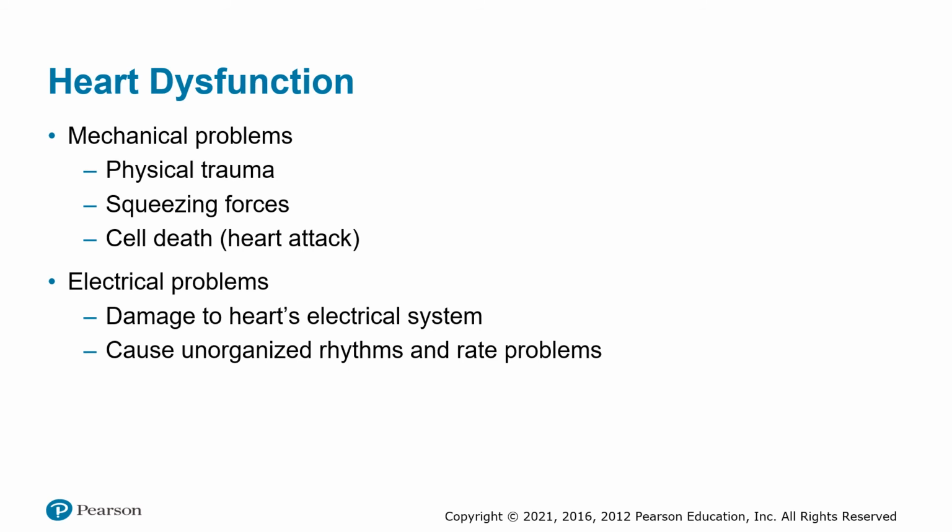We can have mechanical problems or electrical problems. For mechanical problems, we have physical trauma, squeezing forces, or cell death, such as a heart attack. Our electrical system can be damaged, affecting the system that allows the heart to conduct. It causes unorganized rhythms such as ventricular fibrillation, ventricular tachycardia, and atrial fibrillation. It also causes blocks in the bundles, so we can have a right bundle branch block or a left bundle branch block.